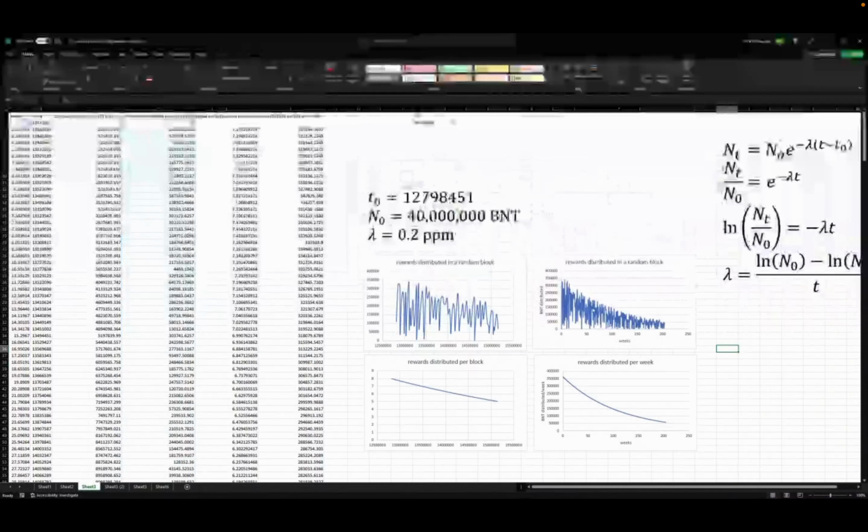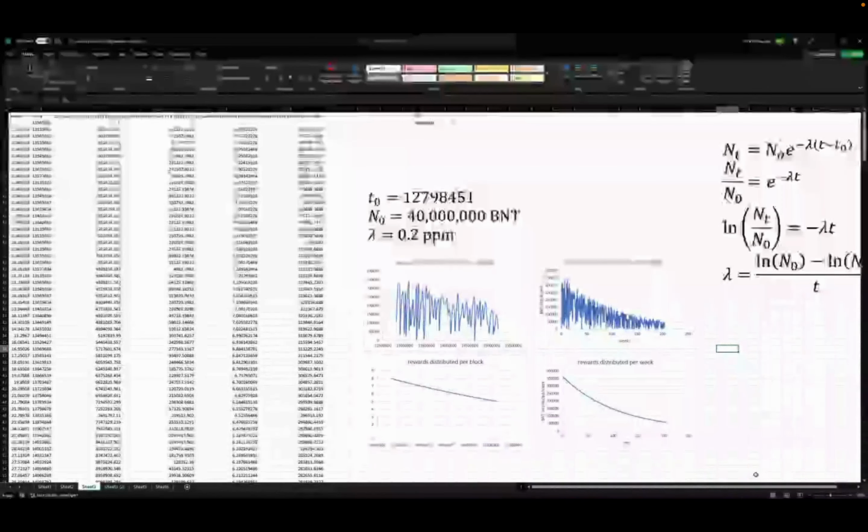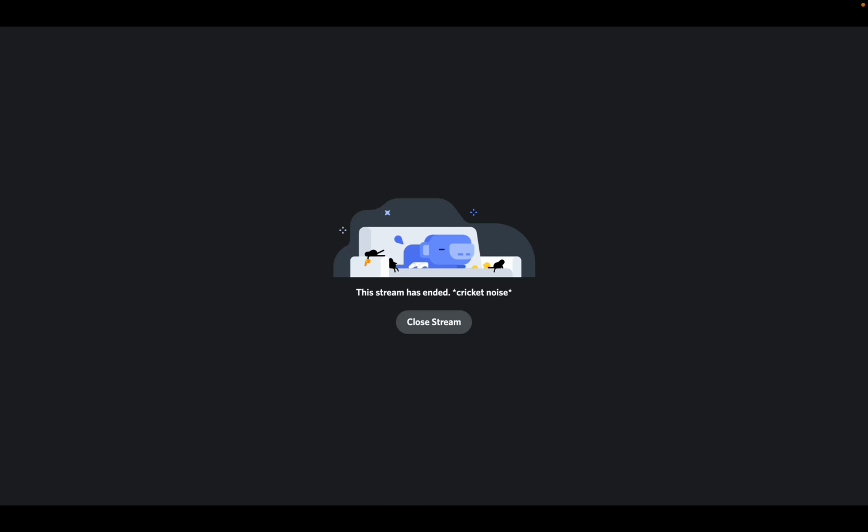But we can handle these things in a much more educated way, I suppose. And so there are two different ways that this can be done on Bancor. The first one is this exponential decay profile, and it's the one that I personally recommend. But of course, there's also the linear decay profile, and that should also be described in the bit 15 proposal.